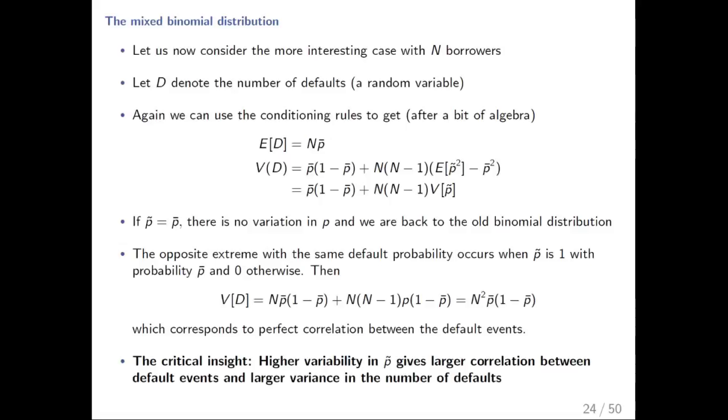That the higher the variability, so if P can only take on two values, the highest variability it can take is if it takes on a probability 1 or 0, okay, with probability P bar. So this is the key insight here, that the more P moves around, the larger is the correlation between the default events, and the larger is the variance of the number of defaults. Okay? So not only are they more correlated, but they're more variable.